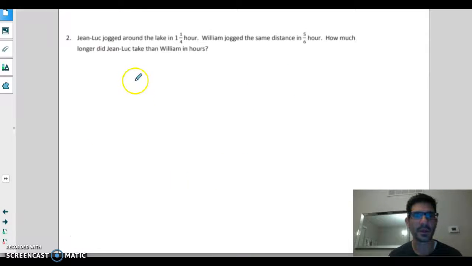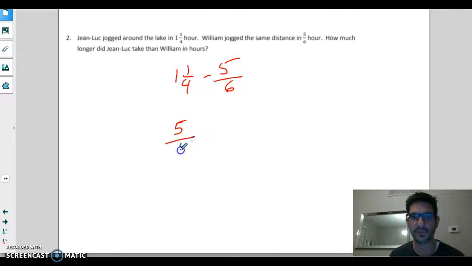Next one. Jean-Luc, I think it's French, jogged around the lake in 1¼ hours. William jogged the same distance in 5/6. How much longer did Jean-Luc take than William in hours? So we're going to do a little subtraction here. It's a one-stepper. It's basically 1 1/4 minus 5/6. So I'm going to turn that 1 1/4 into 5/4 minus 5/6.